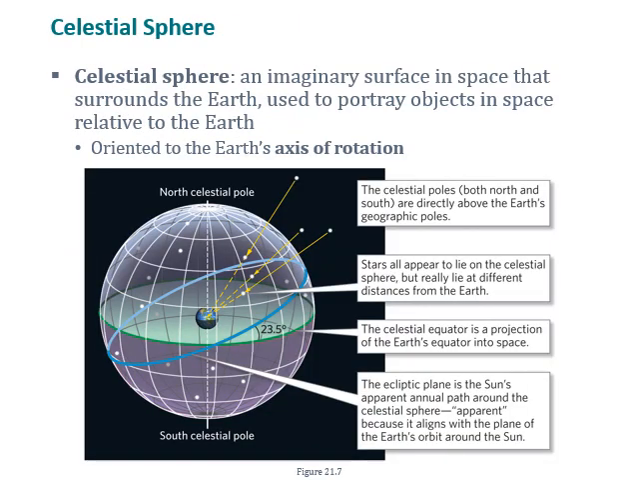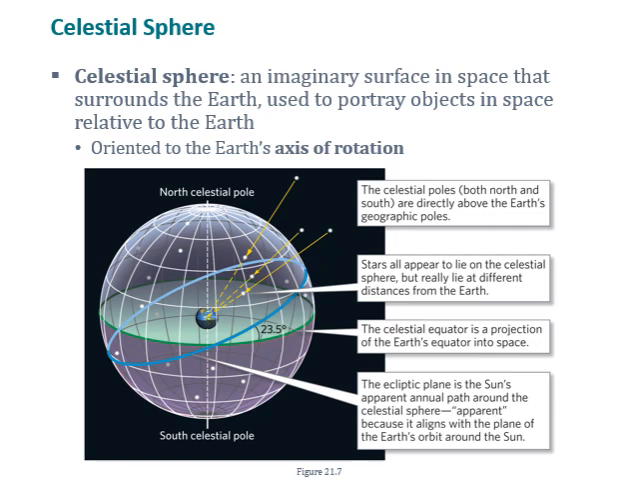To help visualize astronomical concepts, we use something called the celestial sphere. The celestial sphere is an imaginary surface in space that surrounds the Earth and is used to portray objects in space relative to the Earth. Importantly, it is oriented to the Earth's axis of rotation. So the figure below explains the following.